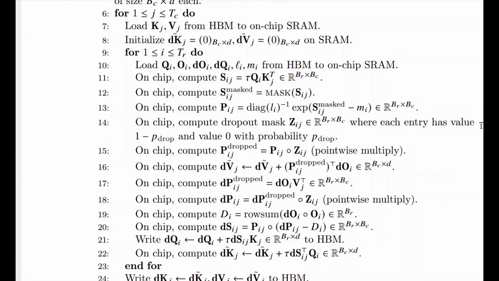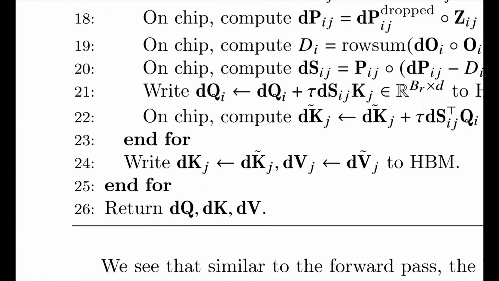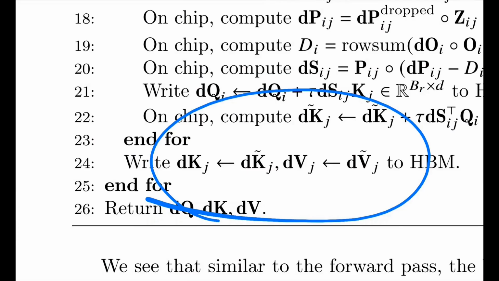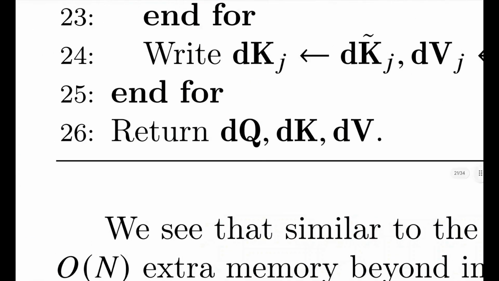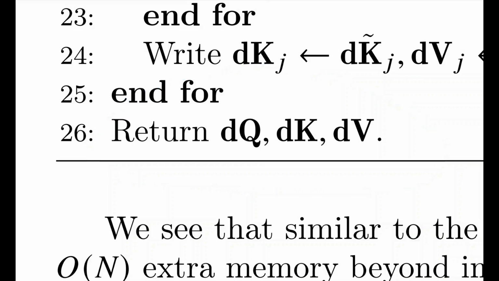Thus we have implemented all the expressions that we have derived for the backward pass. We write the dk and dv value for that specific column to HBM, and once all loops are done, we return the three gradient matrices. Now let's go through the code for the backward process.